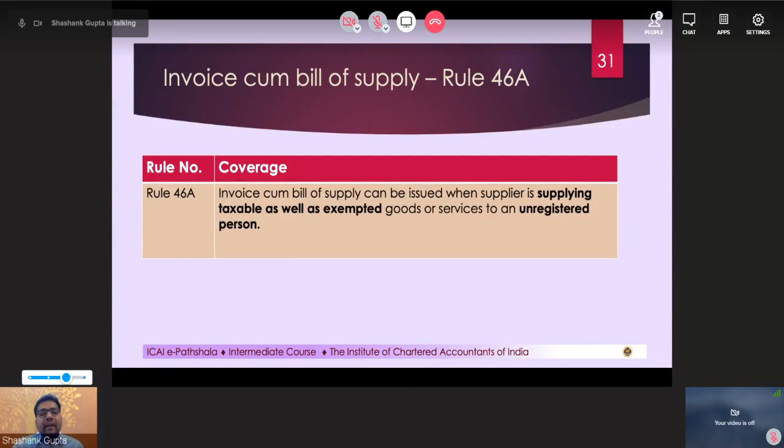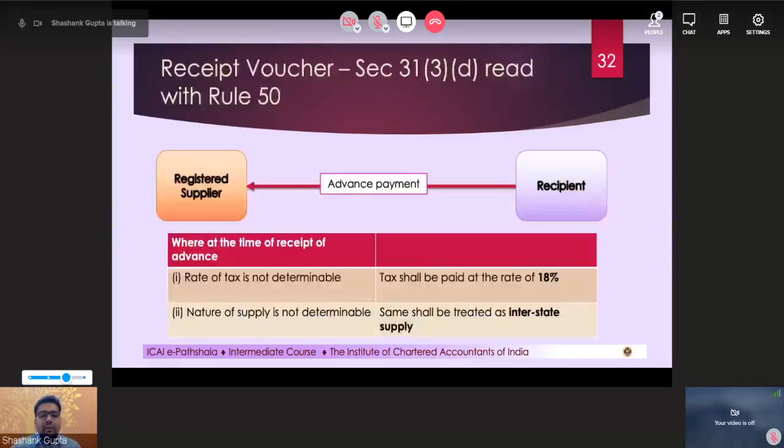If a person is supplying taxable as well as exempted goods to an unregistered person, in such case they can issue an invoice cum bill of supply. So basically they can issue a single document wherein they can mention it to be invoice cum bill of supply. They can charge tax on the taxable component and no tax on the exempt goods.